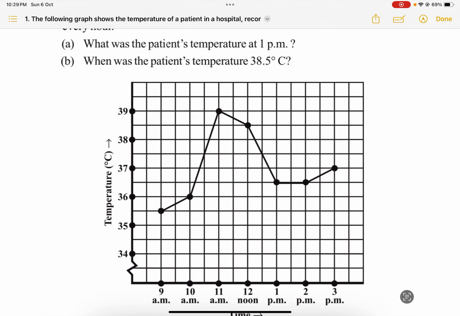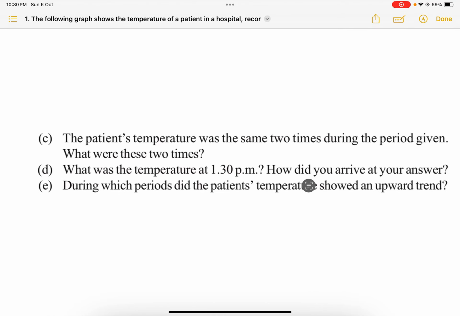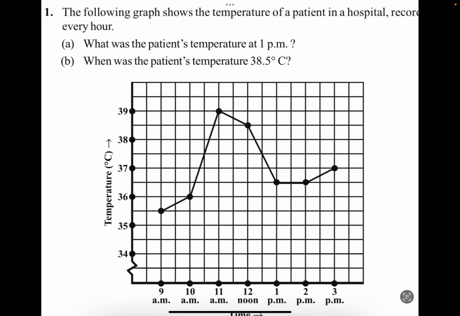Observe the y-axis. In this y-axis, it is 34, then it is 35. That means in between that, there is a 0.5, correct? You have to understand that by seeing the scale. So it is understood that at 1 o'clock, the temperature is 36.5.